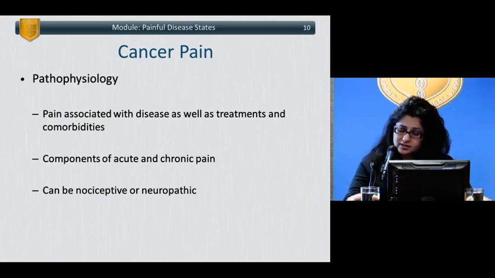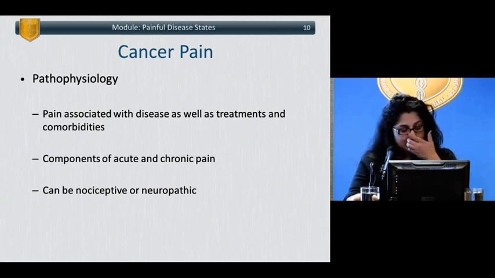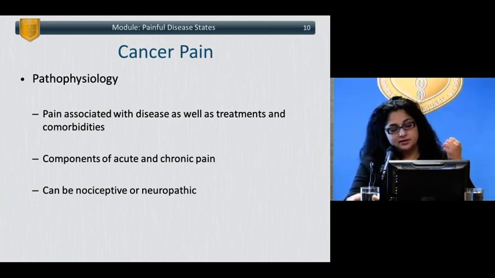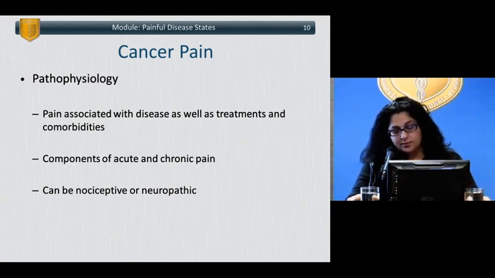It can also be nociceptive or neuropathic. We talked earlier about nociceptive pain, and basically that means a noxious stimulus stimulating the nociceptors. A perfect example of that was what I mentioned earlier, the compression fracture that occurred.